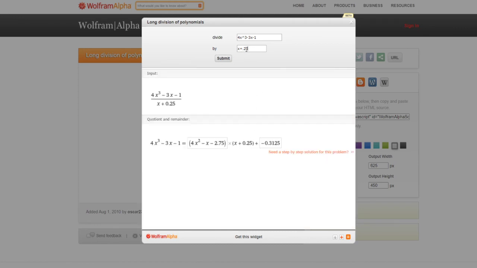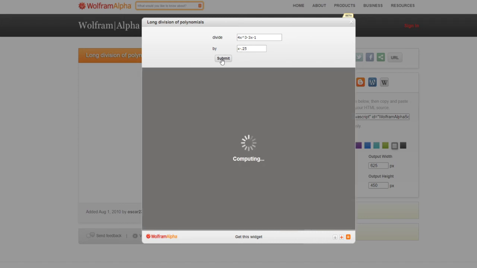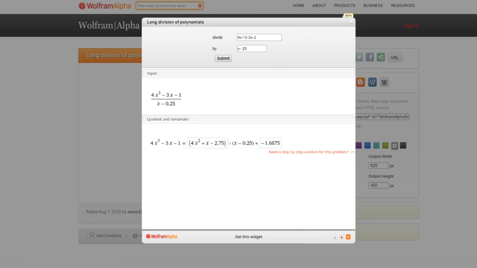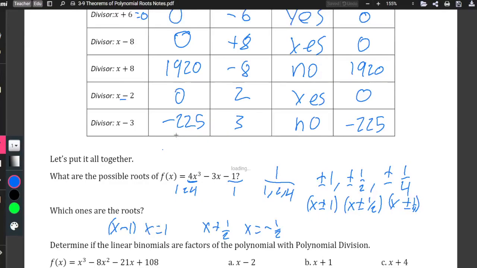We have a remainder. And at minus 0.25, we also have a remainder. So none of them is the 1/4. What that means is one of these has a multiplicity. And it is actually, if we use Desmos, I can show you.